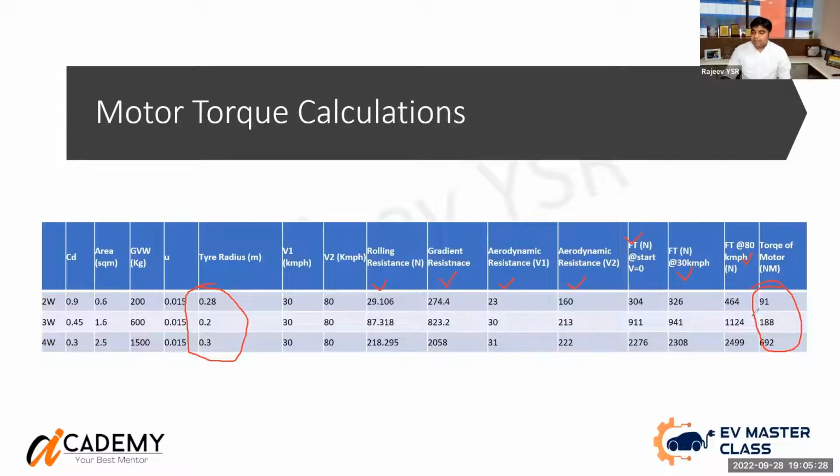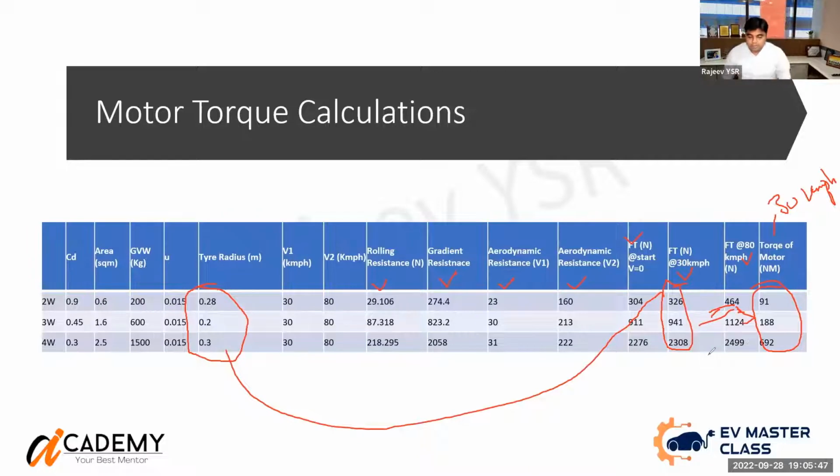Now you get the torque of the motor that is required when you multiply that with the radius. For example, this is basically at 30 kilometers per hour. So you multiply this traction force into the radius, and that gives you this particular torque of the motor. Are you here with me? 91 Newton meter, 188 Newton meter, and for the four-wheeler 692 Newton meter. Are you here with me?